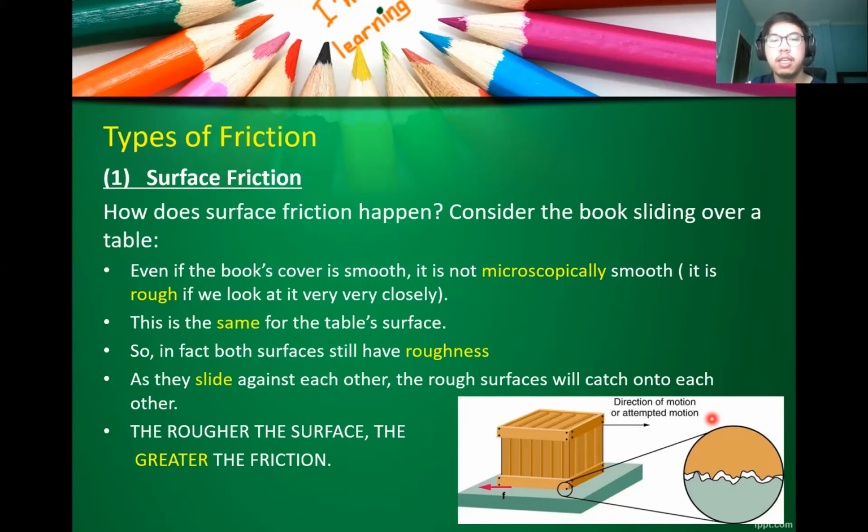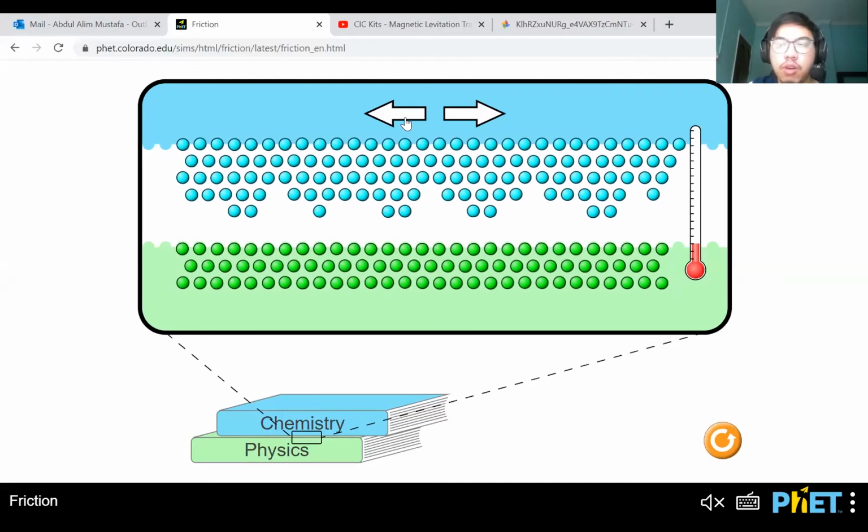An example is, if you push a box on grass and compare that to pushing a box on ice, ice is a smooth surface, so it's much easier to push the box on ice because ice has less friction. If you push it on grass, then it's much harder because there's a lot of friction. Grass is a rougher surface. Here I have an animation that shows you what that looks like.